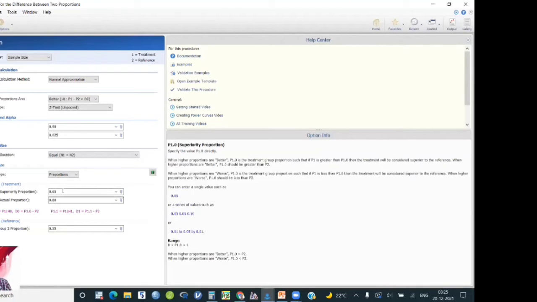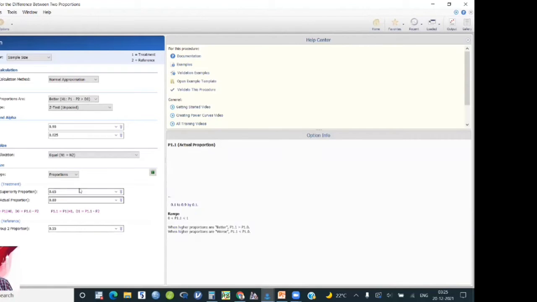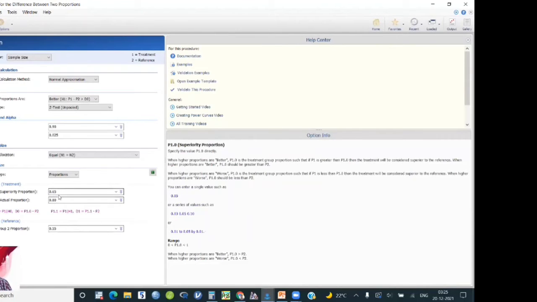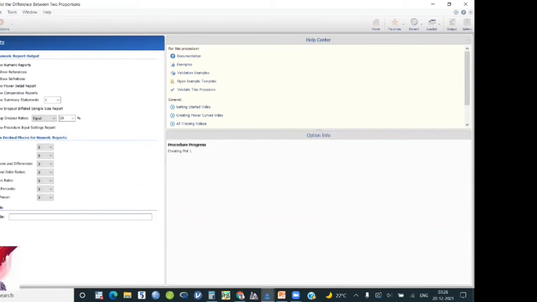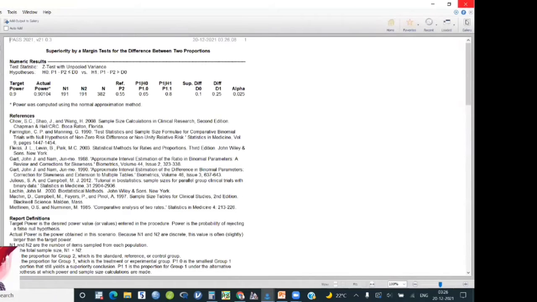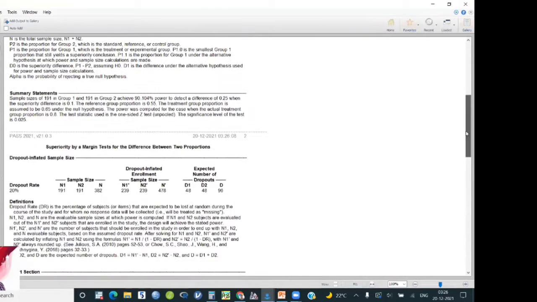But the researcher wants to prove at least a 10% superiority margin, and he wants to test that hypothesis. It's not the null hypothesis, something different here. So he kept the superiority margin at 10%. So it is 55 plus 10, which is 65%. And what about the dropouts? Dropout is 20%. Okay, let us calculate the sample size. So we need at least 191 samples.